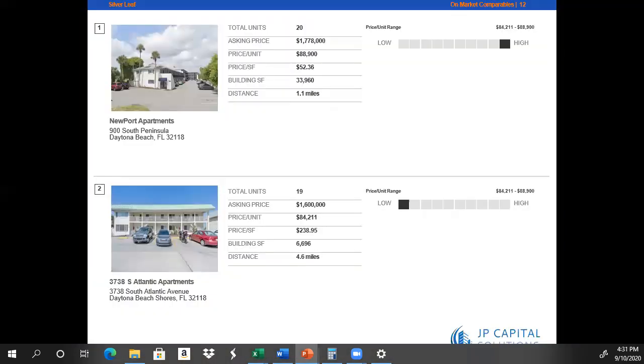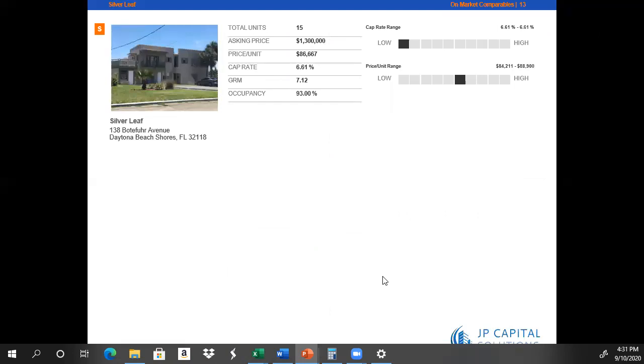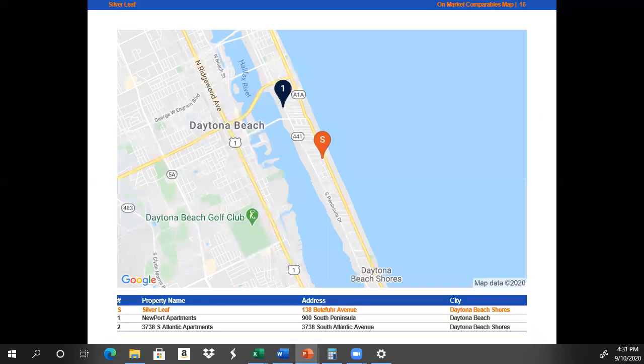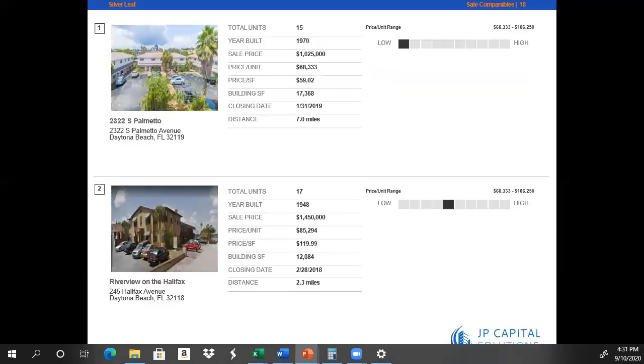These are on-market comparables right down the road. You can see even right here, it shows 1.1 mile away. This was 88 a door. This is on the market right now. This one's a little bit less. It's 84,000 a door, right? So these are on market right now, and here we are, the 86 a door. But what's more important is the sales, right? You want to have sales.